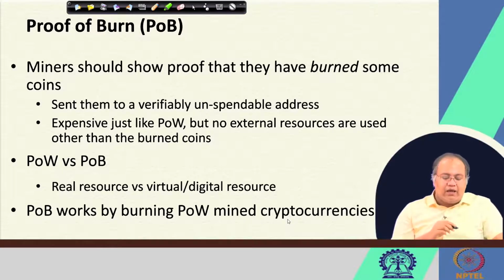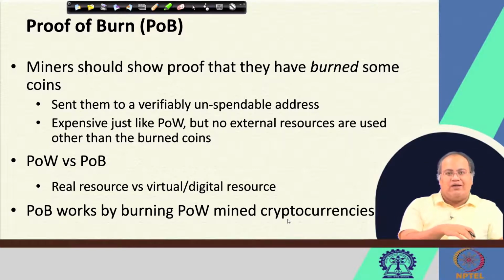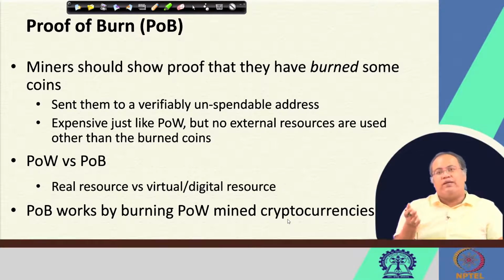Now, if you think carefully about this proof of burn, you are also wasting some amount of digital money. So that way it is expensive just like proof of work, but you are not using any external resources. What you are basically doing is burning the digital currency, not the physical computing power. So people claim that it is possibly more energy efficient compared to proof of work.